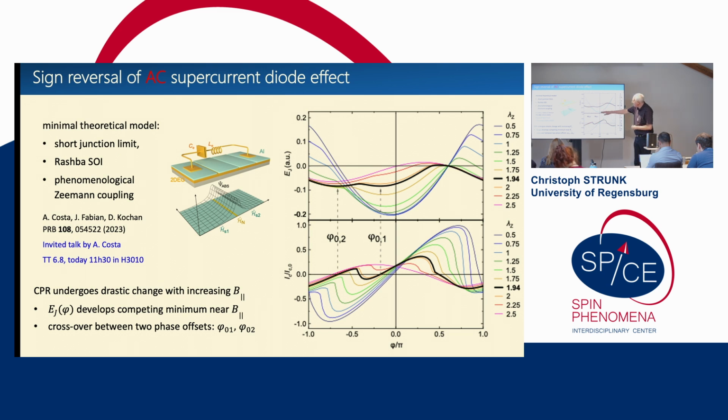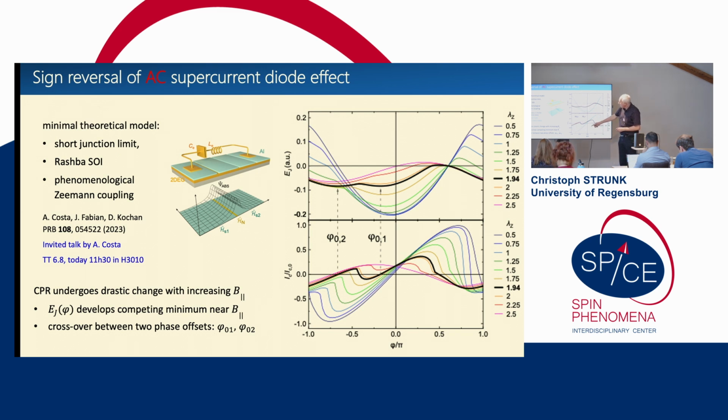Because we start with a finite phi naught, which is given here by the minimum of the Josephson free energy. So this is the equilibrium state of the junction. And the phi naught is where we have this minimum. And now you see that there's a second minimum developing in the energy, which starts to compete with the first one. And therefore, there is a rapid switch of the ground state of the system.